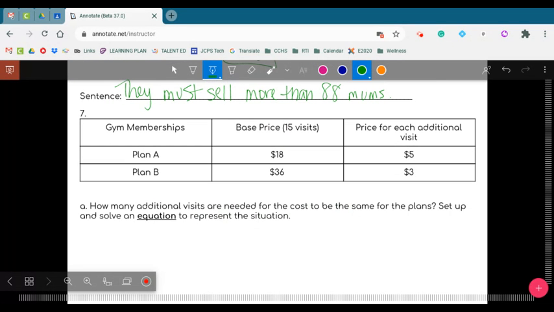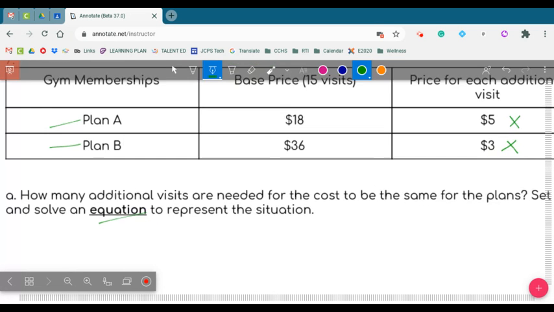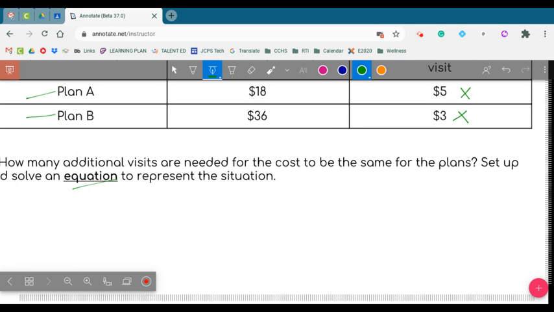So now going down to the bottom, this one kind of combines two types of word problems that we have talked about. So we're going to look into each of these. It says how many additional visits are needed for the cost to be the same for the plans. So we have plan A and we have plan B. We have our base price and then we have additional visits. So additional visits is where x is going to be. So we need to set up an equation to represent this. So plan A equals plan B.